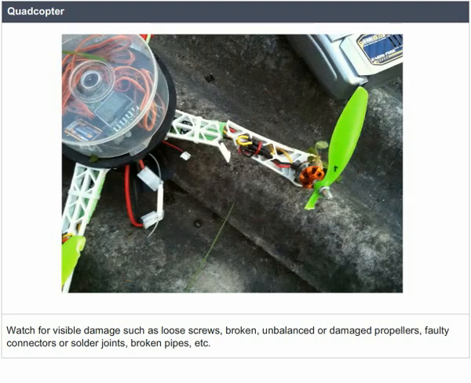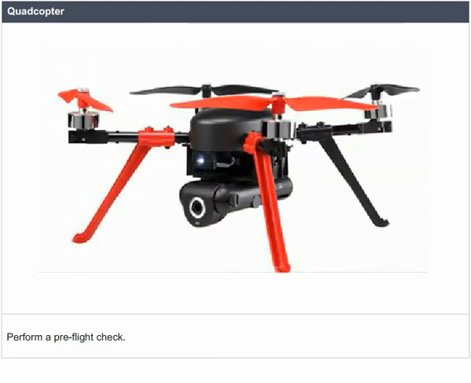Watch for visible damage such as loose screws, broken, unbalanced or damaged propellers, faulty connectors or solder joints, broken pipes, etc. Perform a pre-flight check.